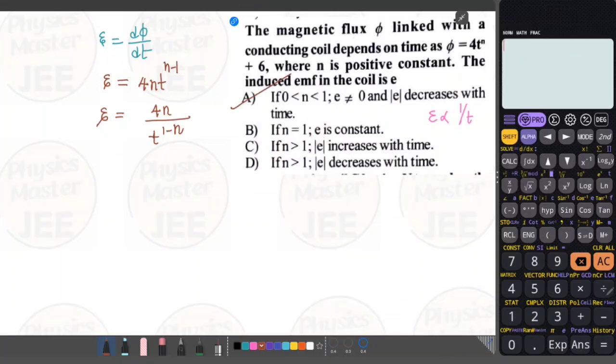Now if n is equal to 1, E will be constant. If n is equal to 1, this will be t power 0. If t power 0, you will only get 4n here. t power 0 is nothing but 1, so then it is 4n, which is a constant value. So B is also right.